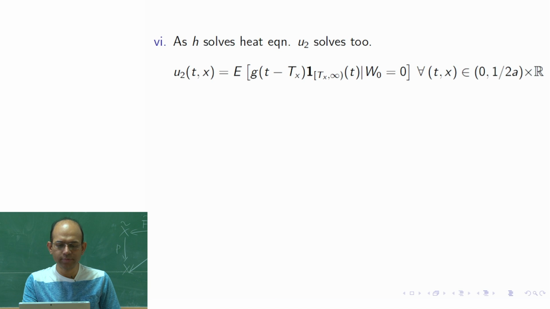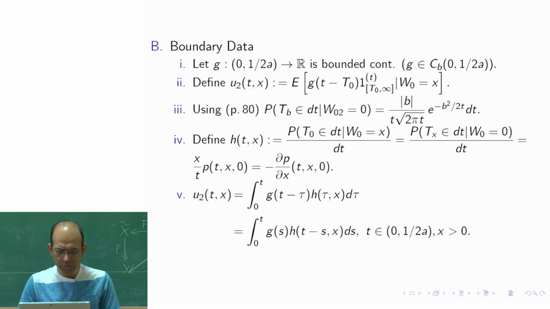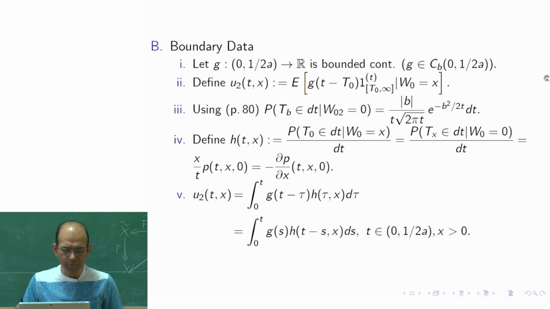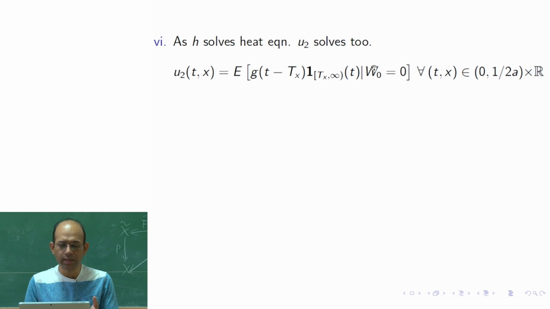Since u2 solves heat equation 2, u2 of t comma x is equal to the expectation of g of t minus capital Tx. Here you remember this T0 with W0 equal to x, and then we have argued that we can write W0 starting from 0 and this is Tx. So we are exactly doing that: g of t minus Tx, for Tx in the open interval up to t, and W0 is equal to 0. So this is an expression of u2. What we have obtained is that u2, which has this expression, satisfies the heat equation, that we have proved here, because this h solves the heat equation, and this integration solves the heat equation. So u2 also solves the heat equation, and it has this expression.